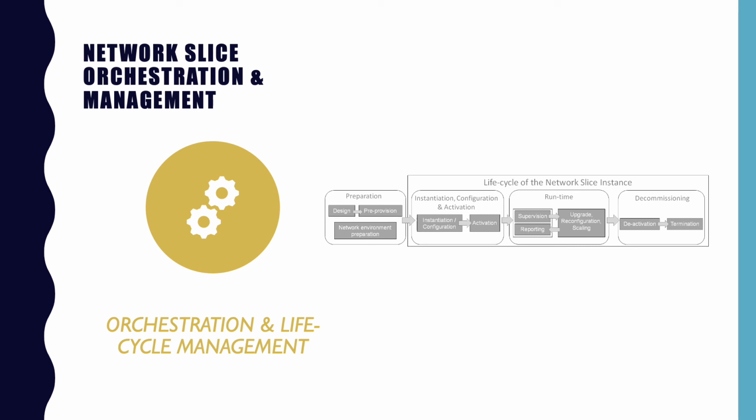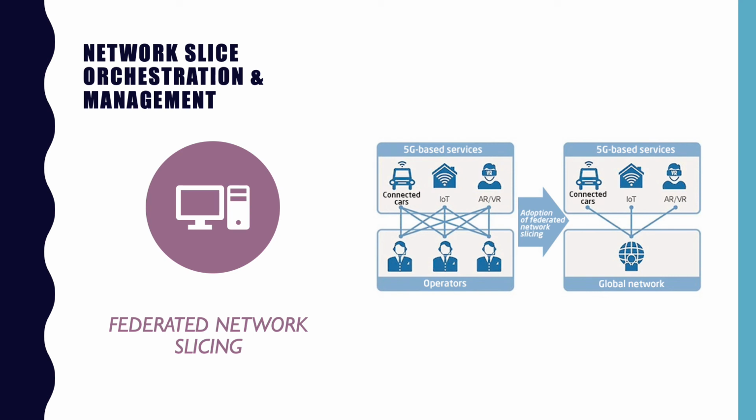Those are preparation, instantiation, configuration, activation, runtime, and decommissioning. Finally, federated network slicing. There is a need for exchange points that perform the resource negotiation between different administrative domains. The resources that form a federated slice may include cloud resources, which can facilitate VNFs and value-added services in a single domain or across different domains, as well as physical network functions and network links forming a multi-domain structure.